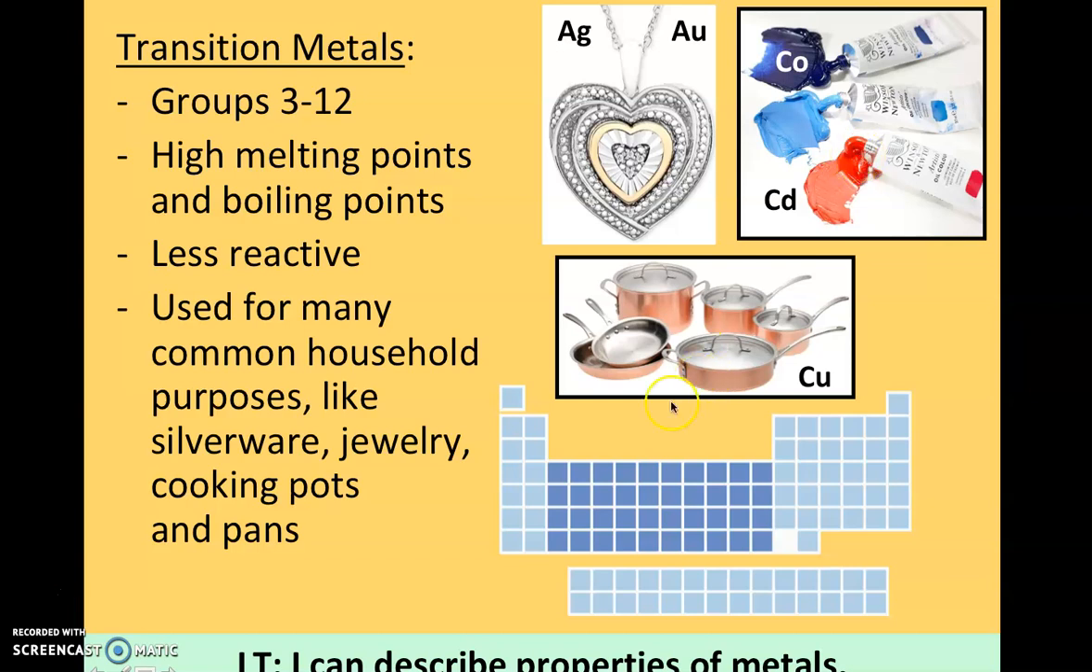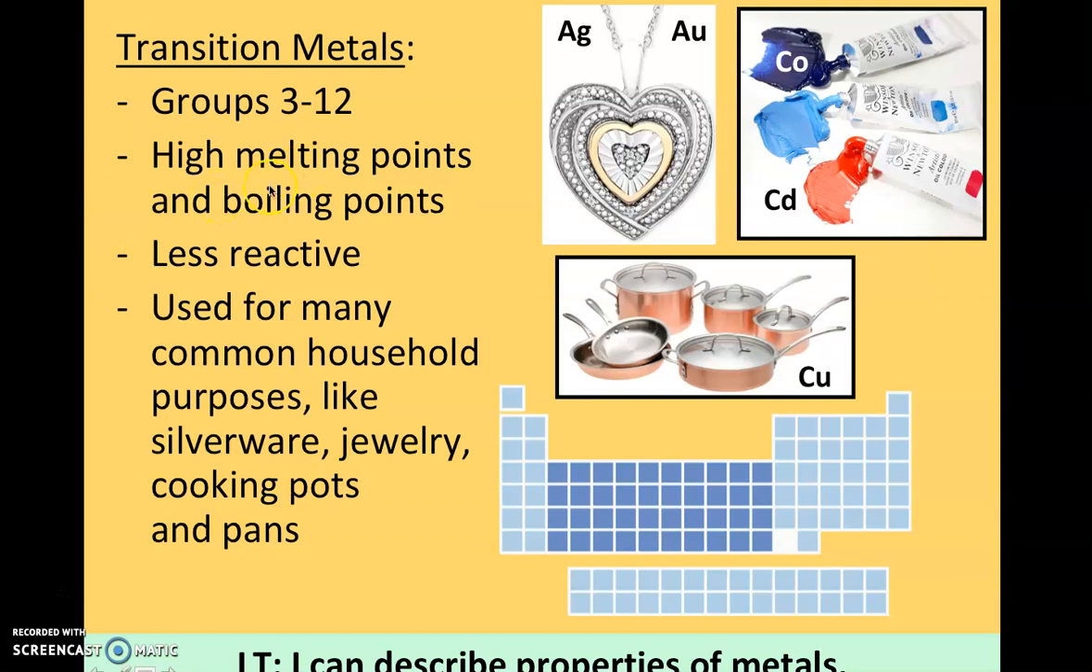Transition metals. So the transition metals are group 3 through 12. There's this large section in the center of the periodic table, and the transition metals are not going to be really reactive. They are going to be used for a lot of common household purposes, which means that we can use them for cooking and cleaning and jewelry, and can use them in lots of different compounds, and they are pretty unreactive.